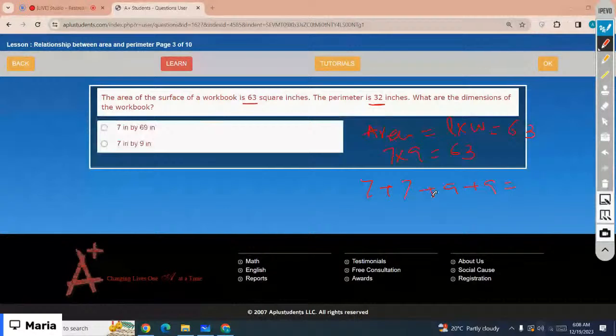9 and 9, 18. 25 and 7, yes, it is 32. So the correct option is 7 by 9 inches. Option number 2 is the correct option, right?